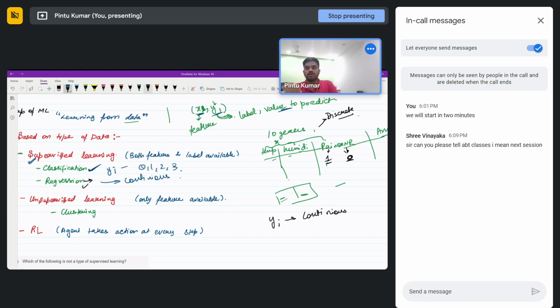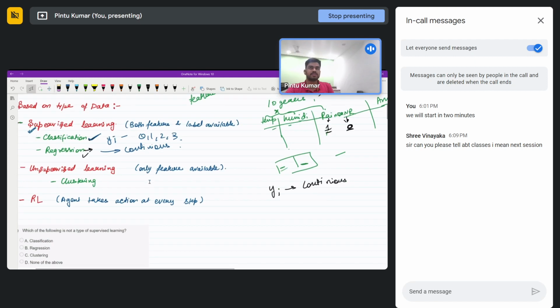Okay. The second regime is something that is called unsupervised learning. Unsupervised learning means that you have only features available with you. There is no yi available with you. So let's say this is some R2 space. You just have points in this. Let's say something like this. So these are your points.